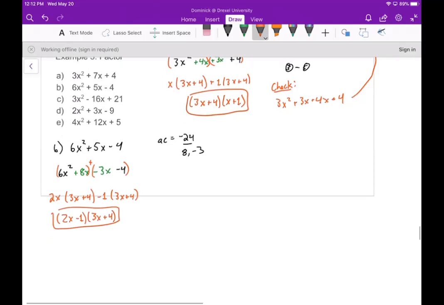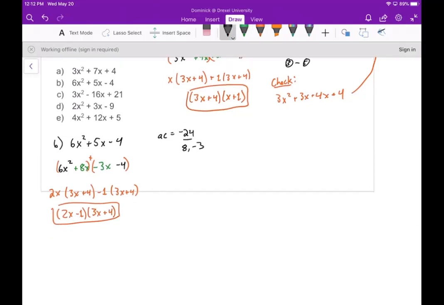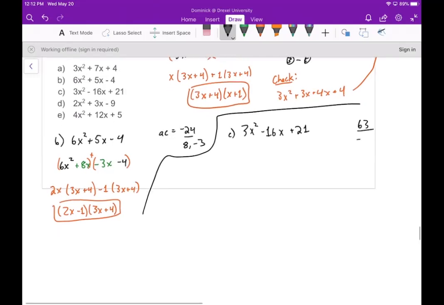Okay. So for part C, let's try to separate that. So part C, we have 3x squared minus 16x plus 21. Okay, so now here, if I do 3 times 21, that's a 63. And it looks like if we do negative 9 and negative 7, that will give me a product of 63, and it will also sum to negative 16.